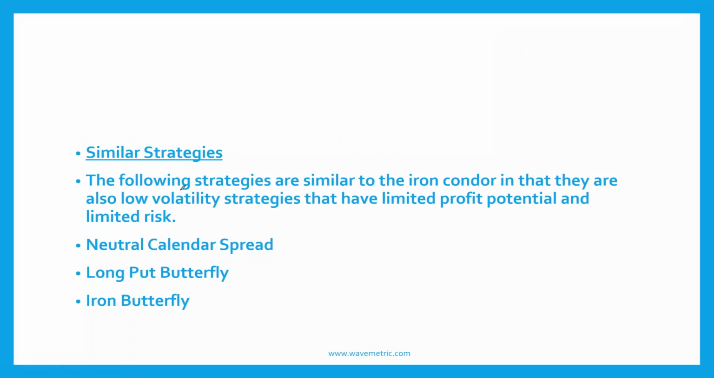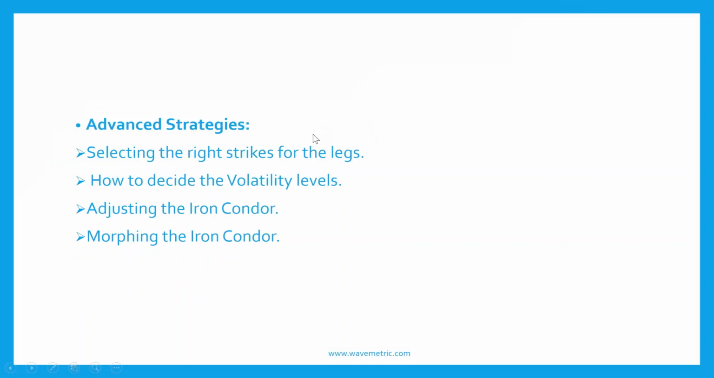So what are the similar strategies? Neutral calendar spread is a strategy that you can look into. Long put butterfly and iron butterfly are the neutral strategies, and these are also made in different levels of volatility that we have selected and ranked ourselves into.